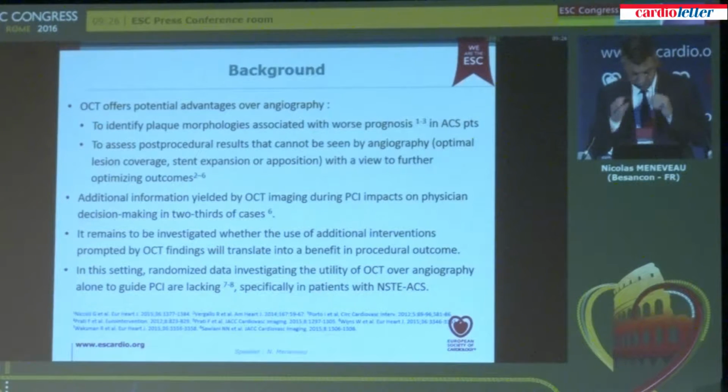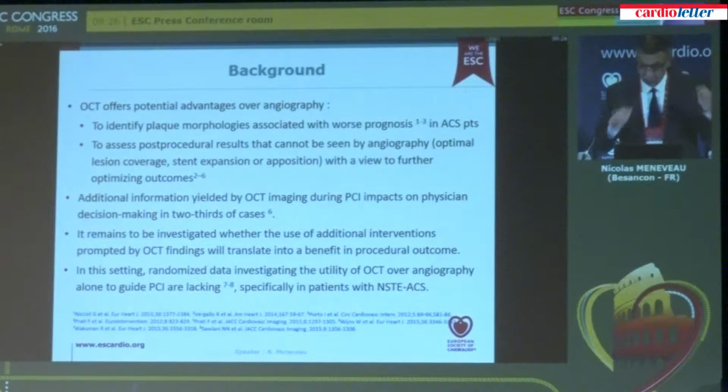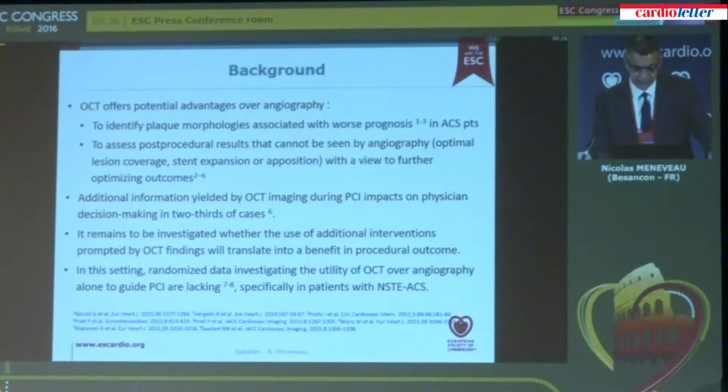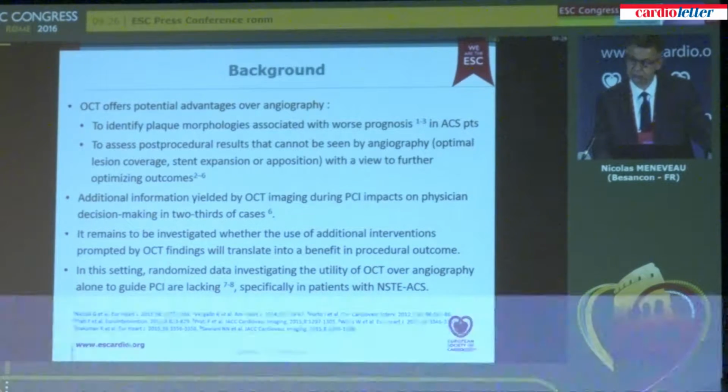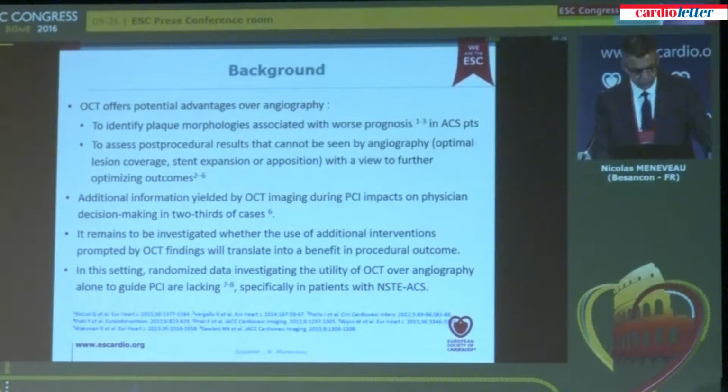Optical coherence tomography is frequently used on top of angiography to identify plaque morphologies in acute coronary syndrome patients, and sometimes as well to assess post-procedural results with a view to further optimizing outcomes. We know from the Illumian registry that OCT imaging during PCI impacts physician decision-making in approximately two-thirds of cases. Whether this additional intervention prompted by OCT findings will translate into a clinical benefit or into a benefit in procedural outcome remains to be investigated.